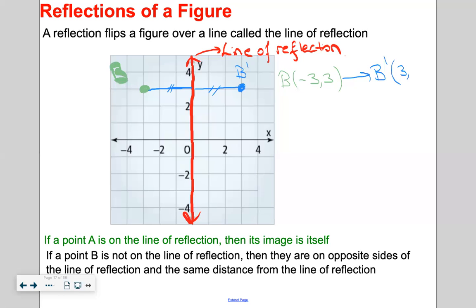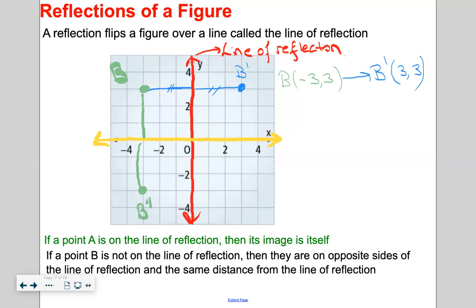One more. Let's say that this time, the line of reflection is my x-axis. Line of reflection is the x-axis, and I have the same point B. Now what's going to happen? As I told you, the distance between the line of reflection and the original point is going to be the distance between the line of reflection and the image point, and the image point is going to be in the opposite direction. So 1, 2, 3. So this is B double prime. B double prime is the reflection of the point B across the x-axis.